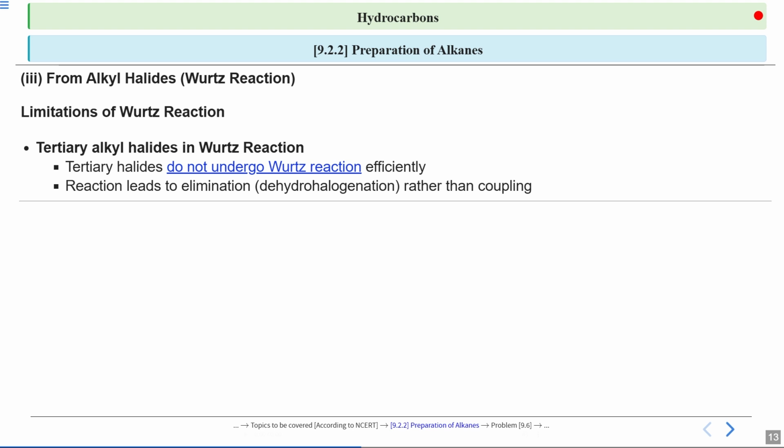To summarize, the Wurtz reaction is not suitable for tertiary alkyl halides due to the tendency for elimination reaction, and it is also not suitable for the preparation of methane. And we cannot take two different kinds of alkyl halide to form a third type of alkane. So your alkane can only be formed if it contains an even number of carbons, not an odd number.